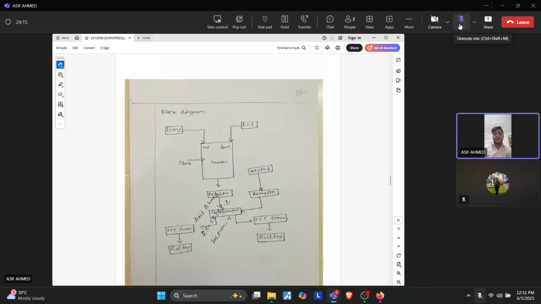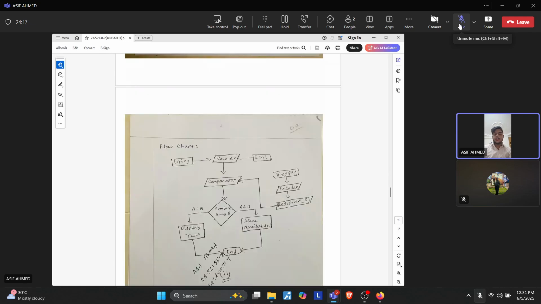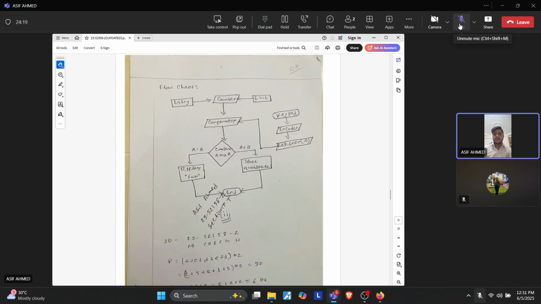Now I have made the block diagram and the flowchart. The flowchart shows the entry and exit systems, and it checks when A equals B or A is less than B. A equal to B means the count equals the maximum car number, then it displays full, and A less than B means there is space available.